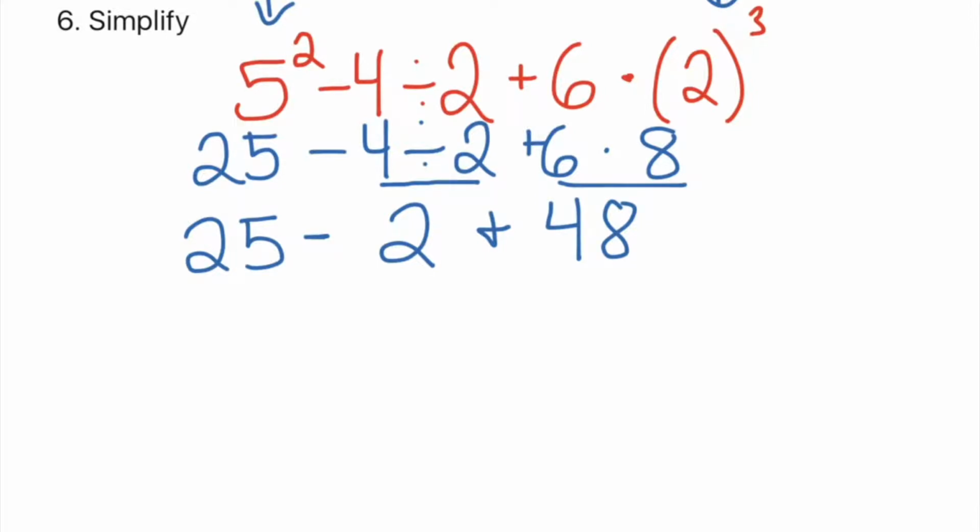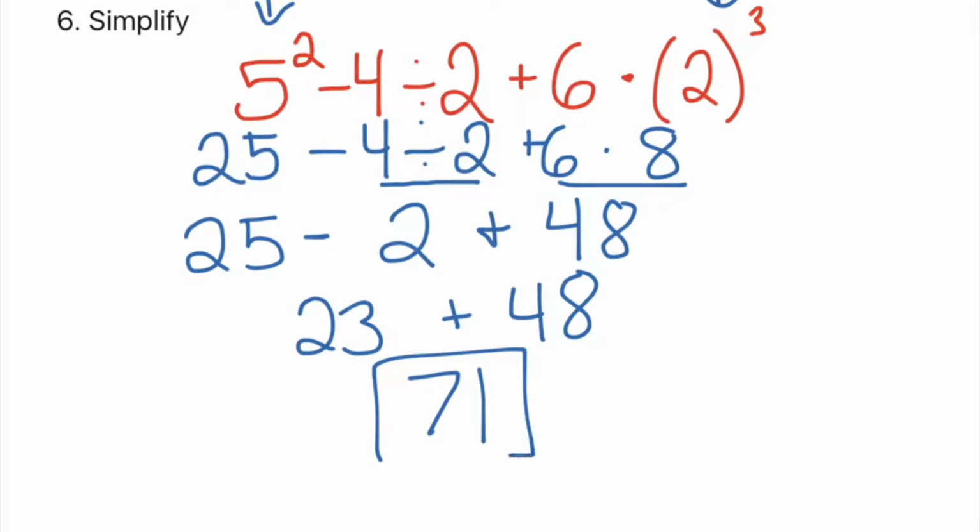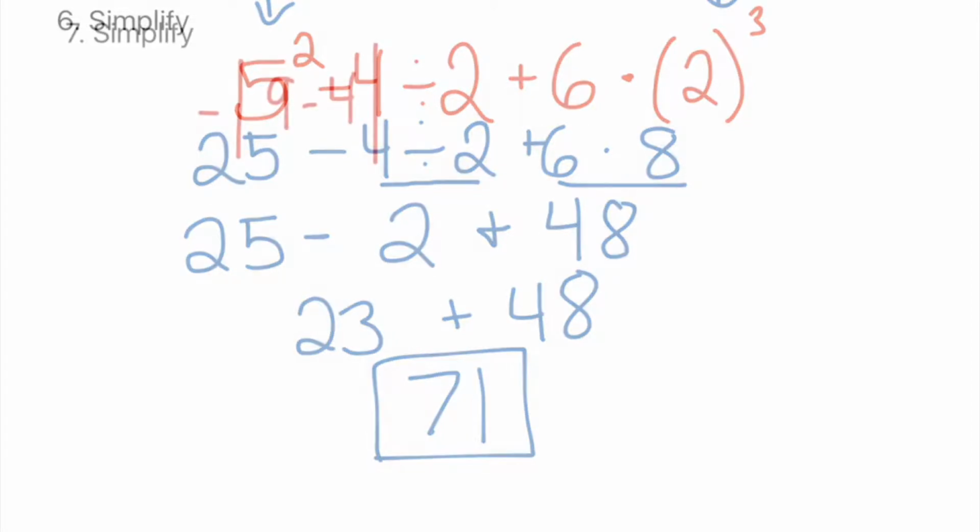And now we have addition, subtraction, and we just go from left to right. So 25 minus 2 is 23, plus 48, and we get 71. And that is your final answer.